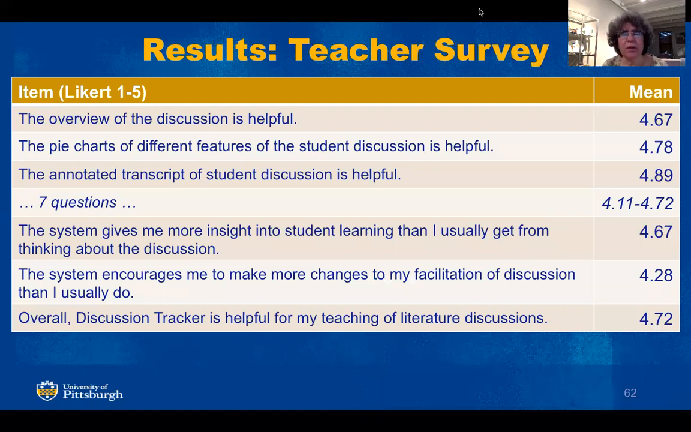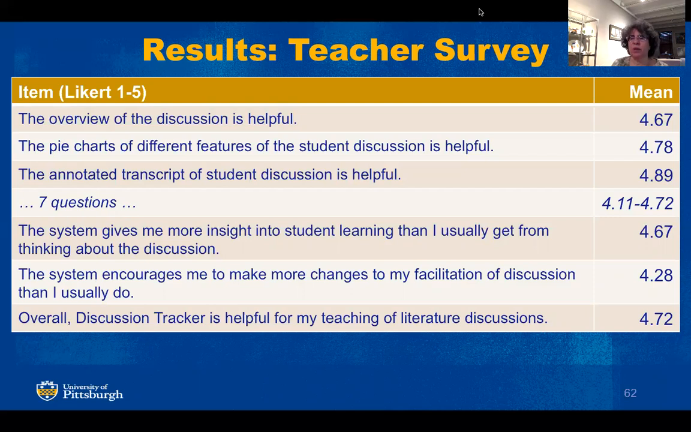As I said, we've only deployed the Wizard of Oz kind of upper bound versions of the systems, and these results are based on a survey after the teachers had a chance to use Discussion Tracker to analyze one class discussion. Unfortunately, we were intending to do more, but because of COVID, we had to stop after the one. But nonetheless, the teachers were very favorable.